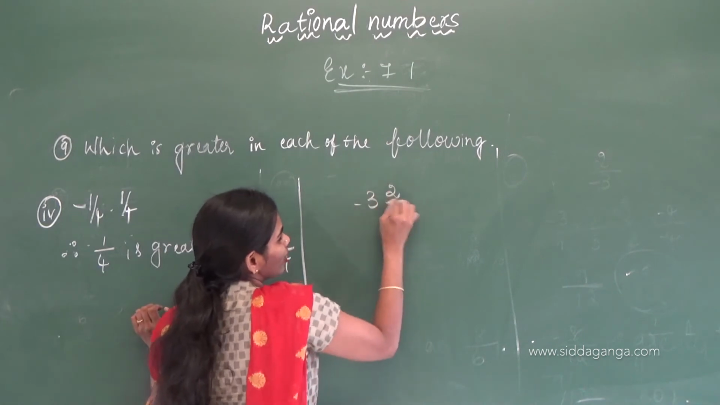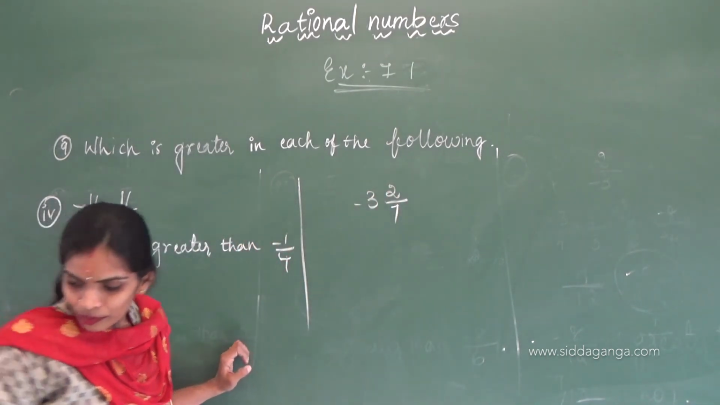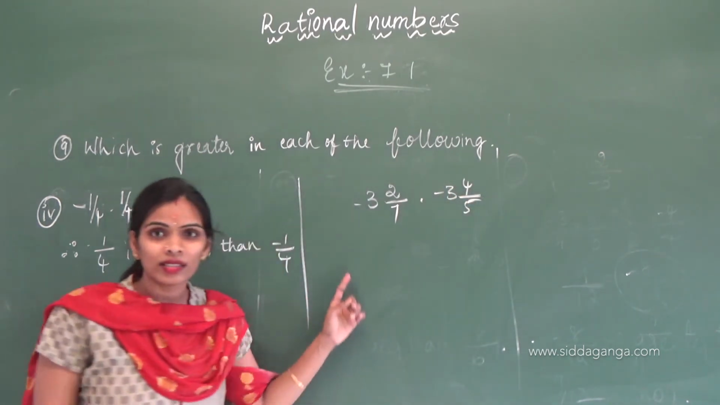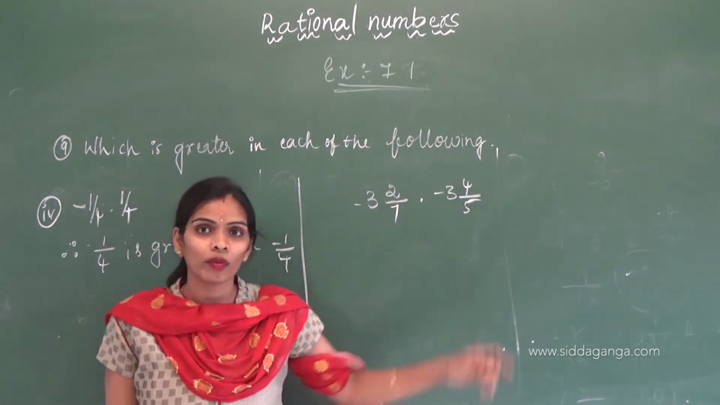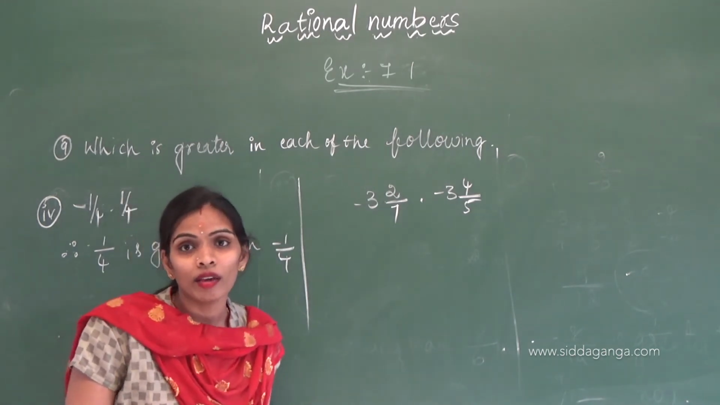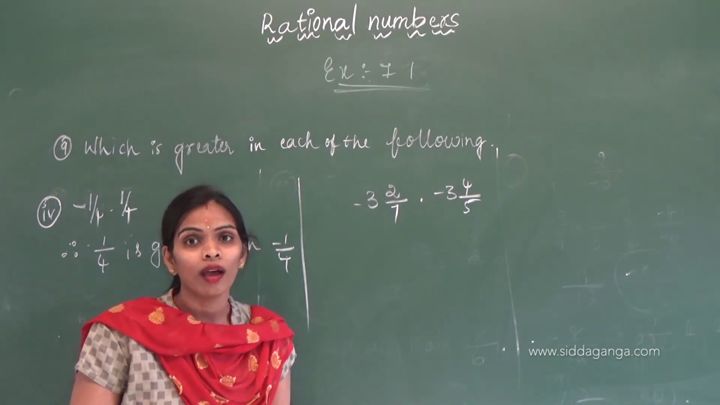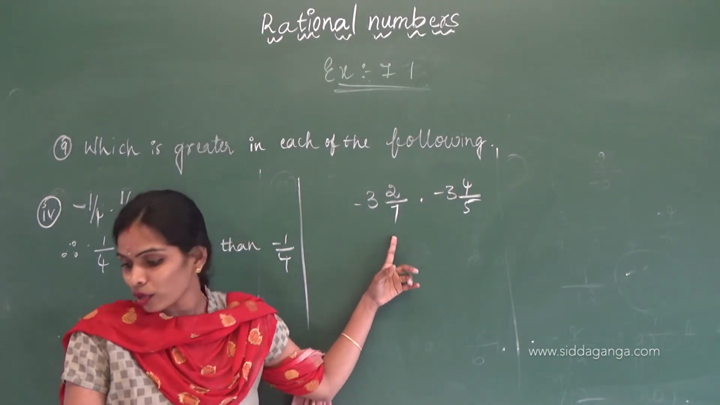Minus 3 2/7, minus 3 4/5. Minus 3 2/7 and minus 3 4/5. Here they are giving mixed fractions, that's why we have to convert them into improper fractions. How to convert them into improper fractions?